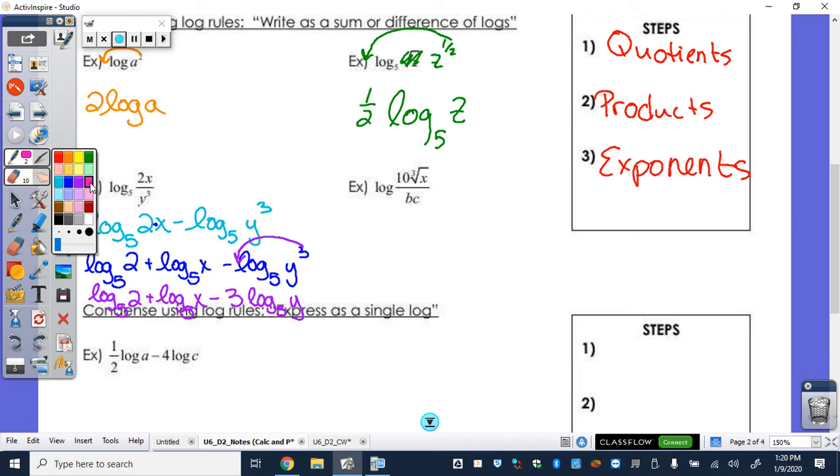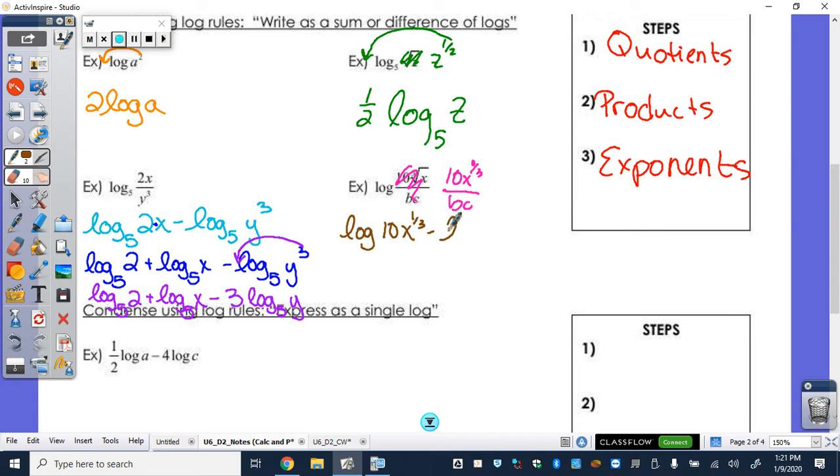So then our next one, again, I'm going to rewrite this first to get rid of my cube root. So it becomes 10 times x to the 1/3 over bc. Same thing, again, just a different way of writing it. So we have a quotient, so we got to do our subtraction first. So log of the numerator minus the log of the denominator.